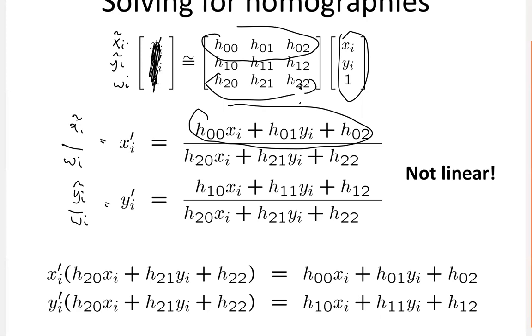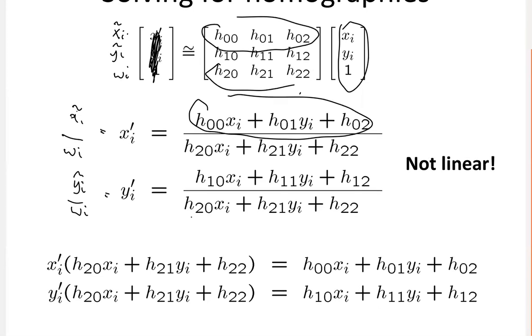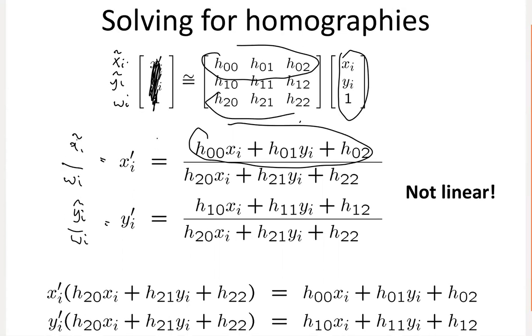Okay, let's keep this one here. So if I have that, then I have this one, right? Then I can know that again. What are the unknowns here? What are the constants here? This xi and yi are all constants, right? And the unknowns are h00 up to h22, the parameters we need to find, right?